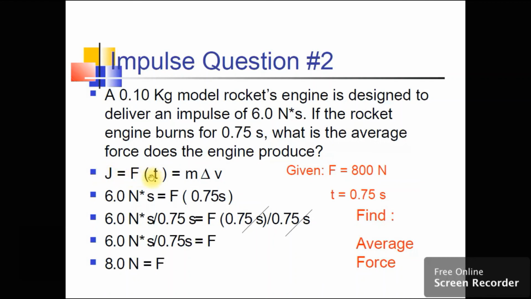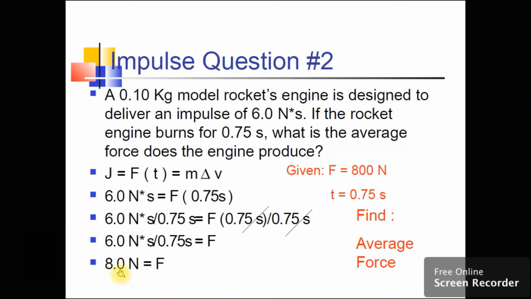Impulse equals force times time. Oh, what are we looking for? The average force. So now they're giving us the impulse, 6.0 Newton seconds. That's on the engine. We know that it burns for 0.75 seconds. So if we divide by 0.75, bring that over, there's the division, and this divided by that, those cancel. So force equals 6 divided by 3 times 4. And if you need a calculator, not a problem. But 6 divided by 3 is 2, 2 times 4 is 8, so I know in my head that that's the correct answer. The force is 8 newtons.